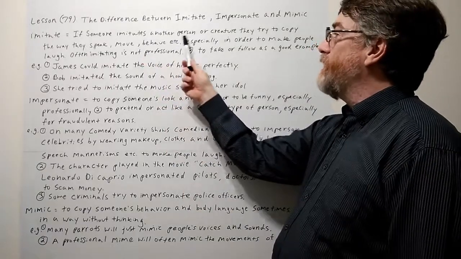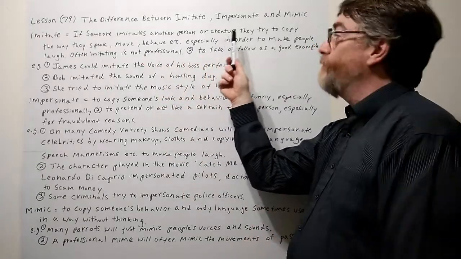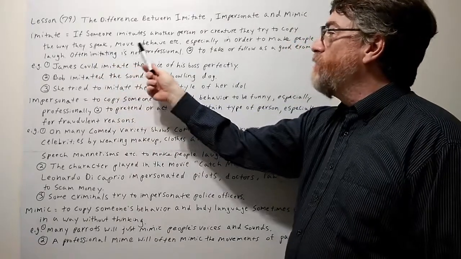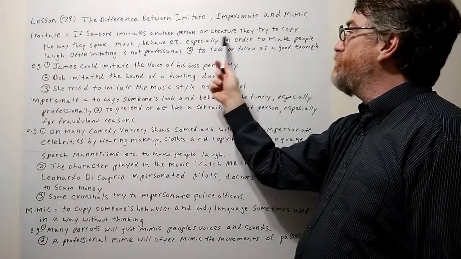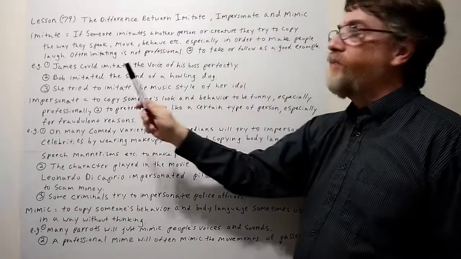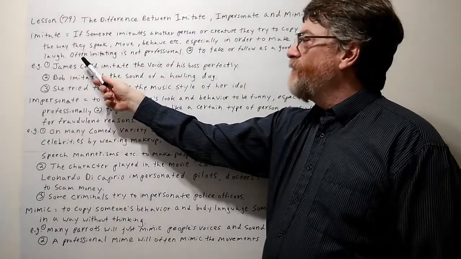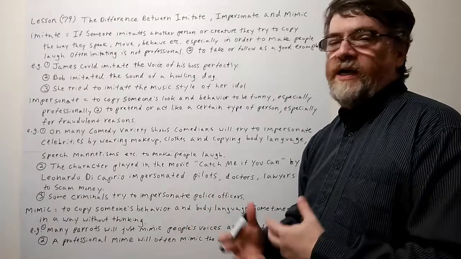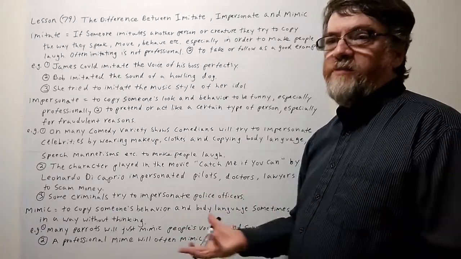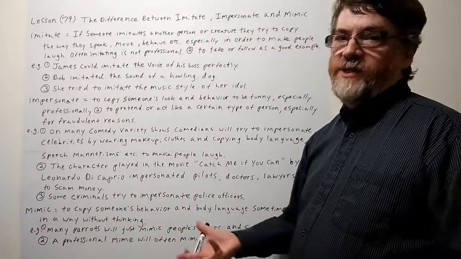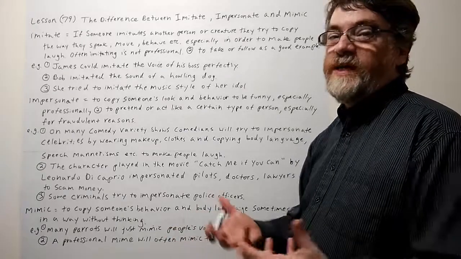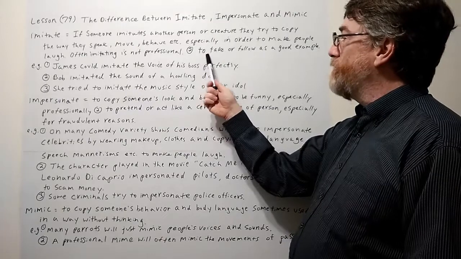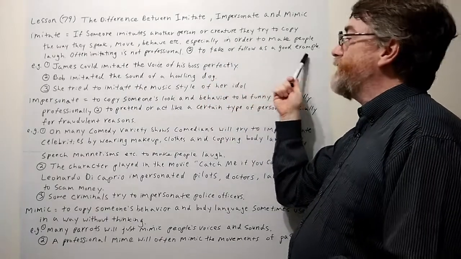If someone imitates another person or creature, they try to copy the way they speak, move, behave, etc., especially in order to make people laugh. Often imitating is not professional, so it doesn't have to be professional. You might do it yourself. Your friends may do it just as a joke. We imitate somebody or something. And then of course we have a second meaning also, to take or follow as a good example.